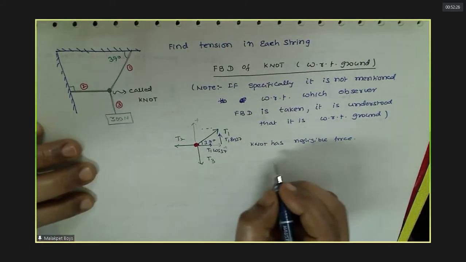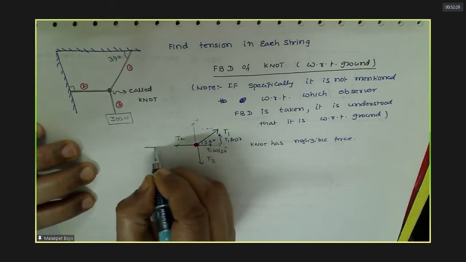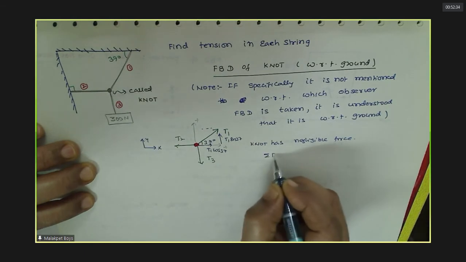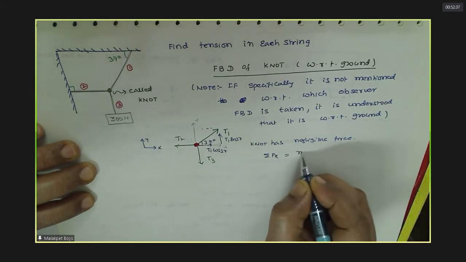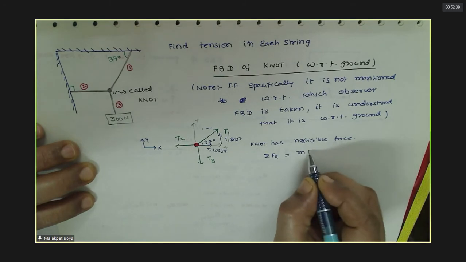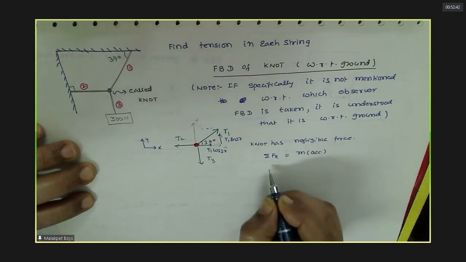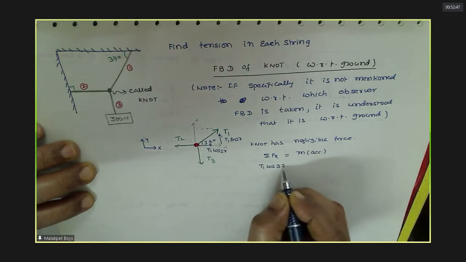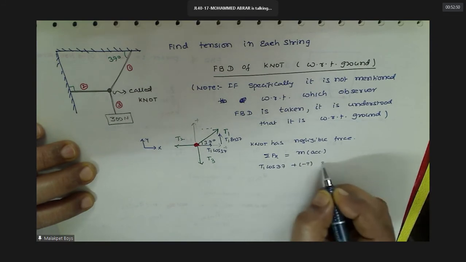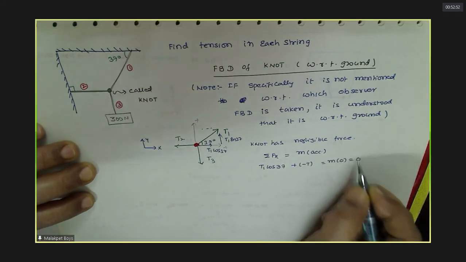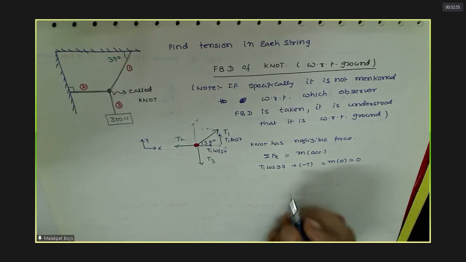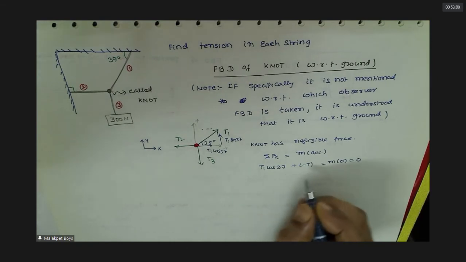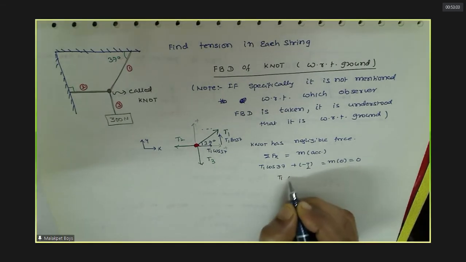After that, what you have? If we take this as the x-axis, this is the y-axis. Sum of the forces along the x-axis is nothing but mass into acceleration. So what are the x-axis forces? T1 cos 37 degrees minus T2. With respect to ground, it is 0, no? Agreed? Minus T2. This is 4 by 5.